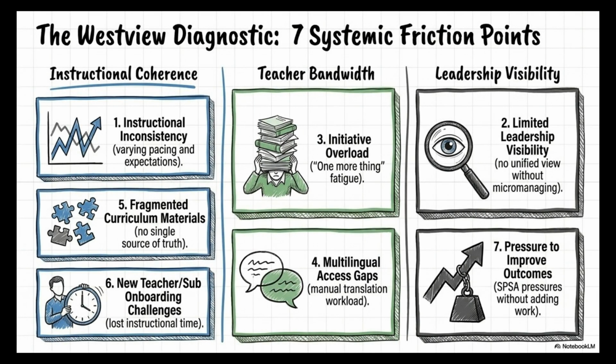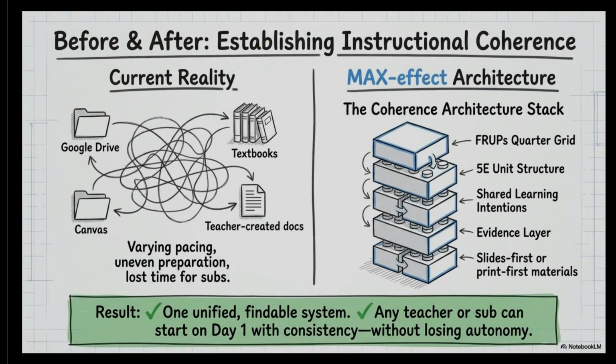The Westview diagnostic identifies 7 systemic friction points across instructional coherence, teacher bandwidth, and leadership visibility. Key issues include instructional inconsistency, initiative overload, and limited leadership visibility without micromanaging.